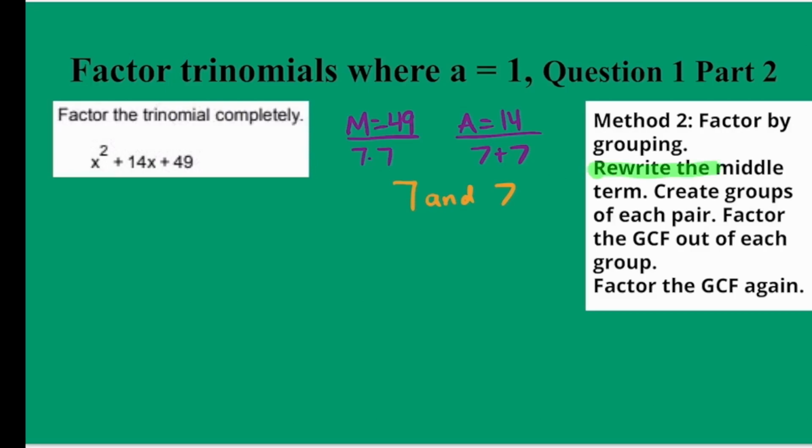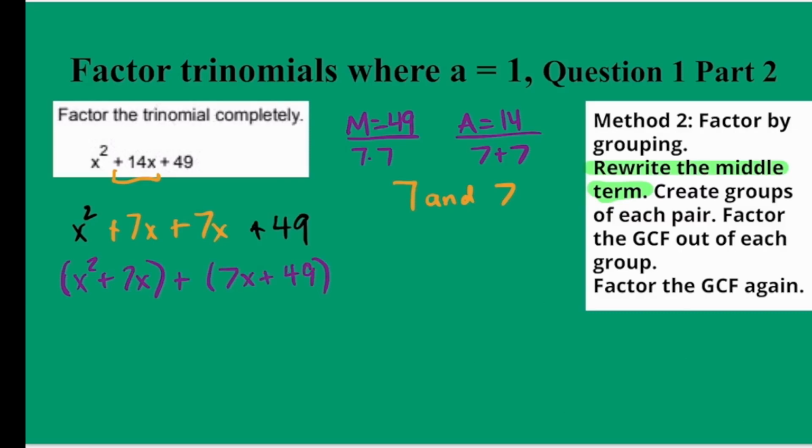So here's where things start to change. We have to rewrite the middle term. That middle term, 14, actually came from the 7 plus 7. So we're going to rewrite this as x squared, the plus 49 is not going to change, but that 14x we're going to write as plus 7x and plus 7x. We need the x's because it's 14x. So now we're going to do what's called factor by grouping. We're going to group the first two terms, and we're going to group the last two terms.